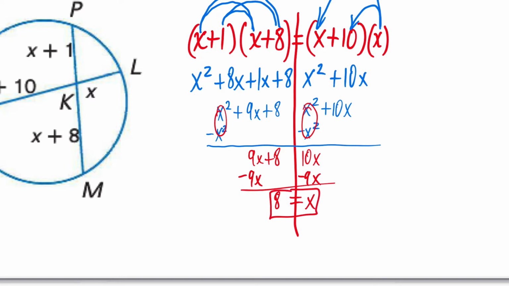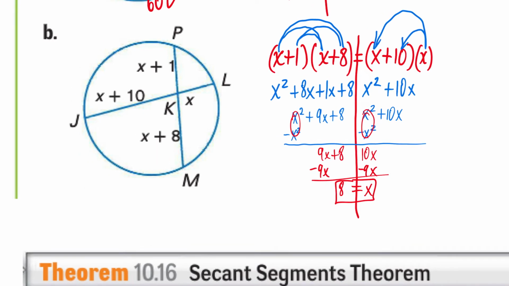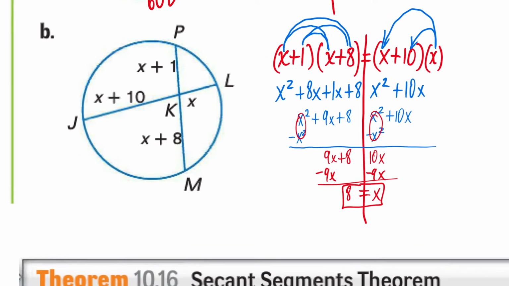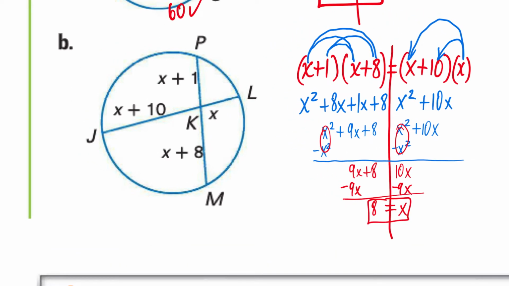X equals 8. Now I'm going to plug that back in real quick and see if that's true. So if I take 8 and plug it in right here, 8 plus 1 is 9. And if I plug in 8 right here, 8 plus 8 is 16. What is 9 times 16? It's 144.